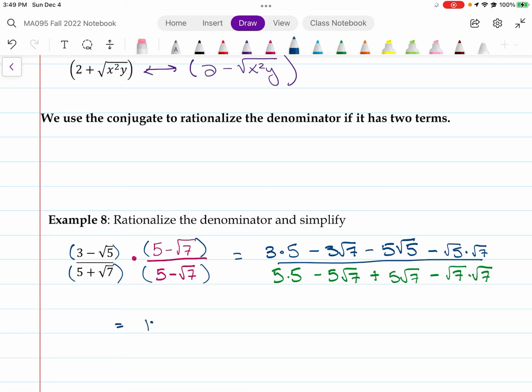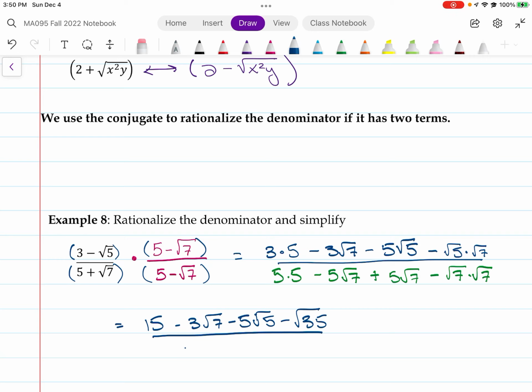All right, so we've got 15 minus 3 square root of 7 minus 5 square root of 5 minus the square root of 5 times 7 is 35. None of those are like terms. We cannot combine them, which is why we did that first, right? All this is building. One thing leads to the next.